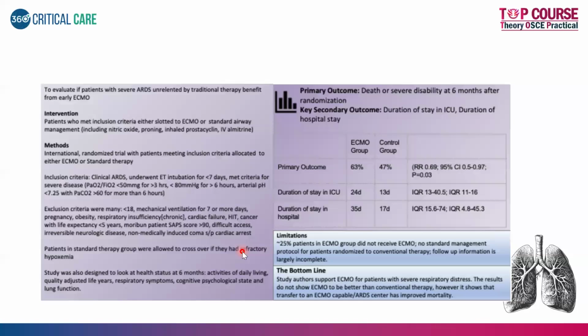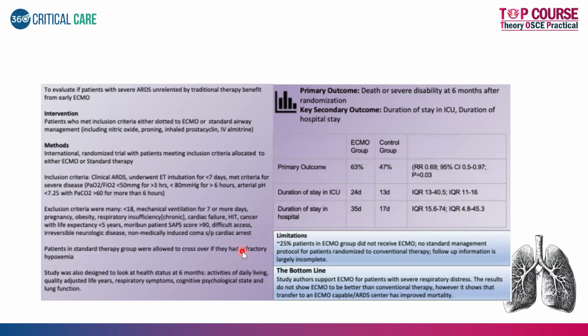Death and severe disability at 6 months post randomization was the primary outcome. They included all patients with ARDS who had a PF ratio of roughly less than 50 mm of Hg at 3 hours, or 80 mm of Hg at around 6 hours, with an arterial pH less than 7.25, with a PaCO2 of more than 60. They had similar criteria also, but if patients were on mechanical ventilation for a longer period, they were probably not recruited. They also excluded patients with severe cardiac failure and patients with malignancy.